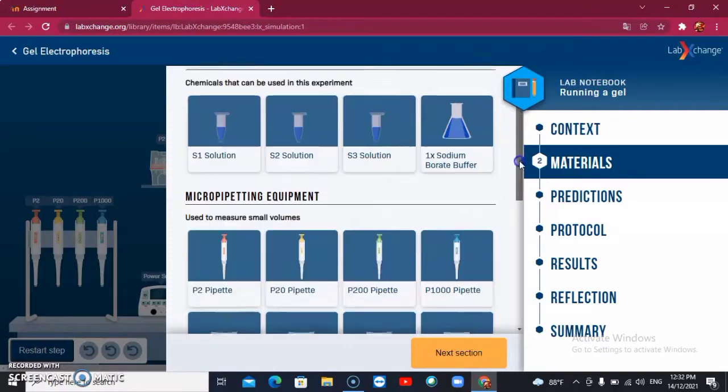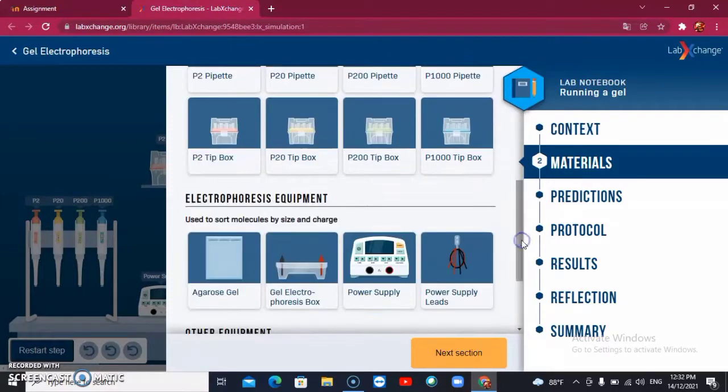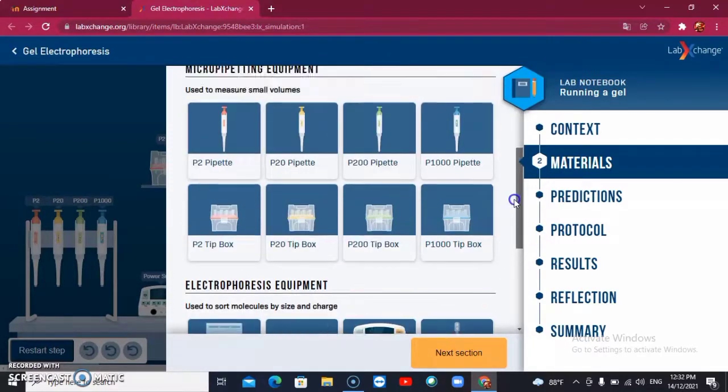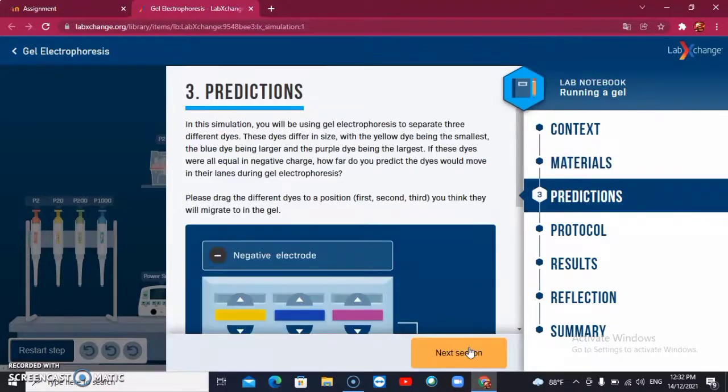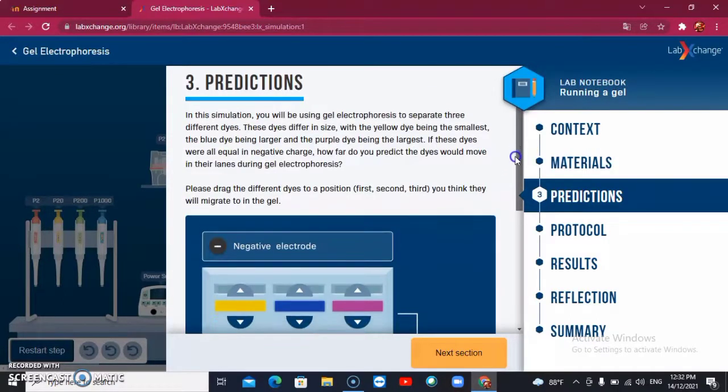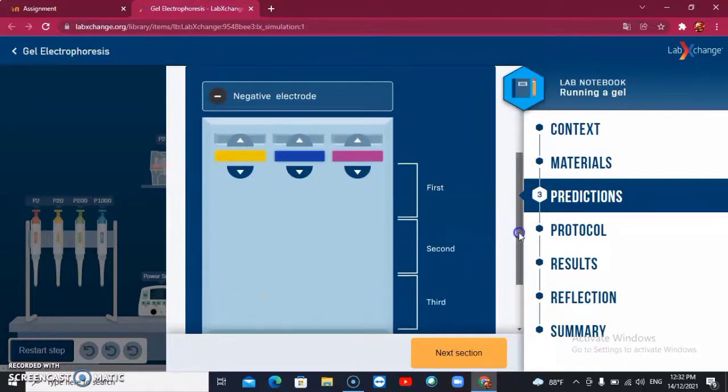These are the materials we needed in this experiment. This is the prediction of this lab simulation.